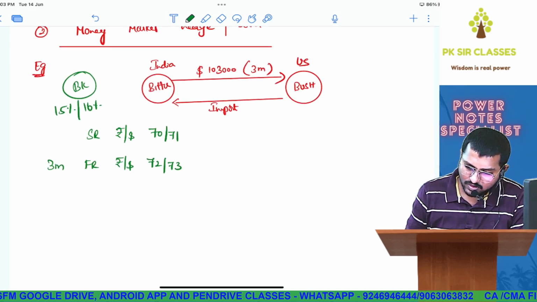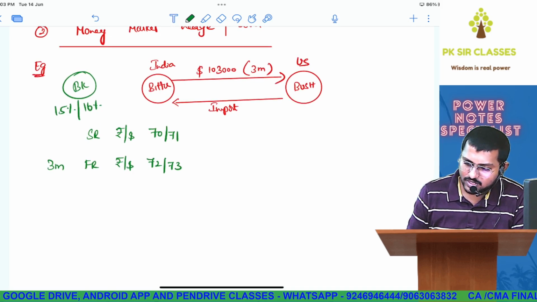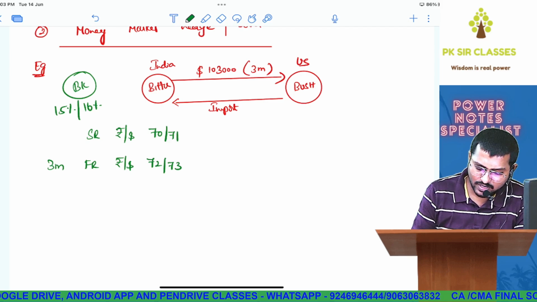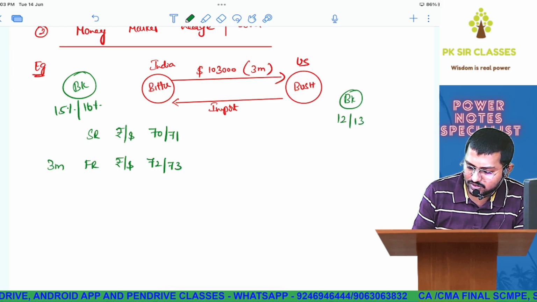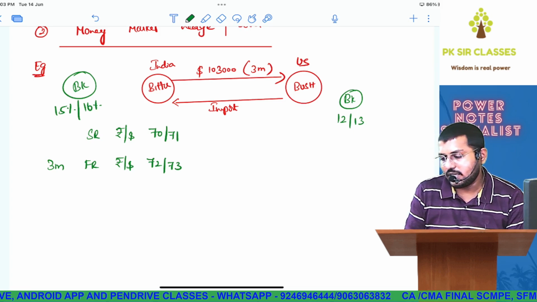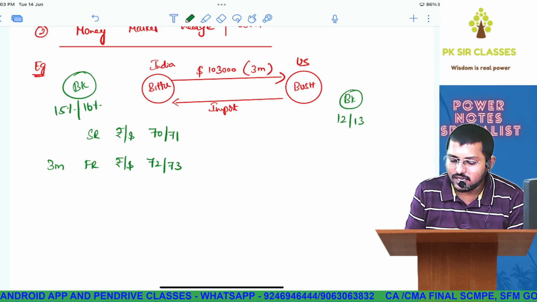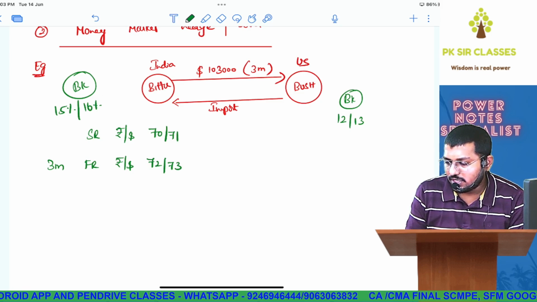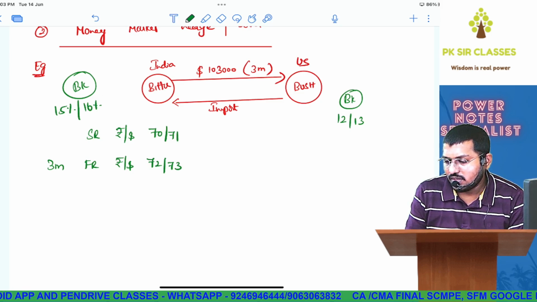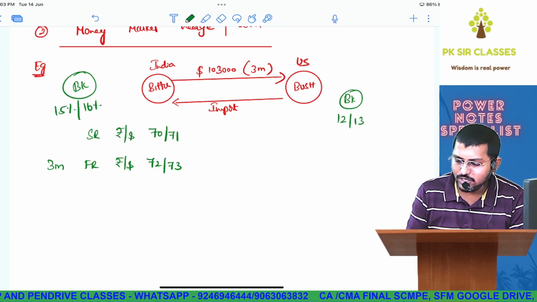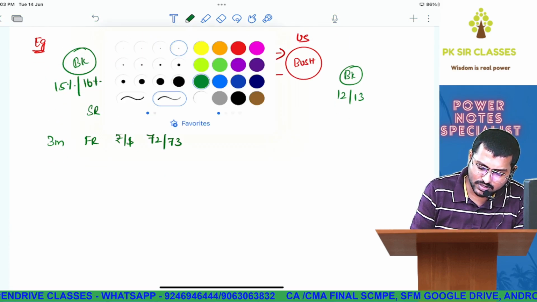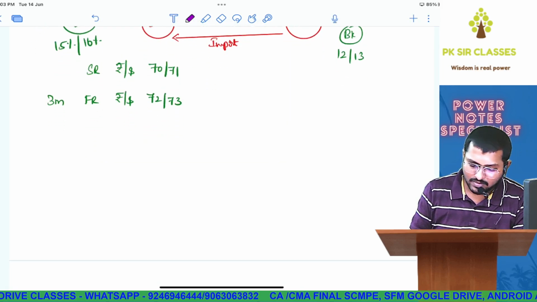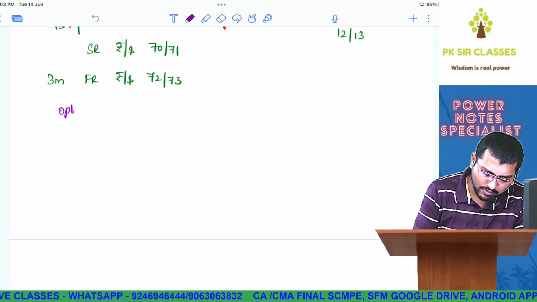Fine. Mr. Bush. So what about this fella? We have US bank will pay 12%, 13%. Means 12% is deposit, 13% is loan. So that's enough. Shall we do? Right. So obviously we have two options for this. What are the two options? Forward cover and money market hedge. Okay, first we'll go with forward cover.